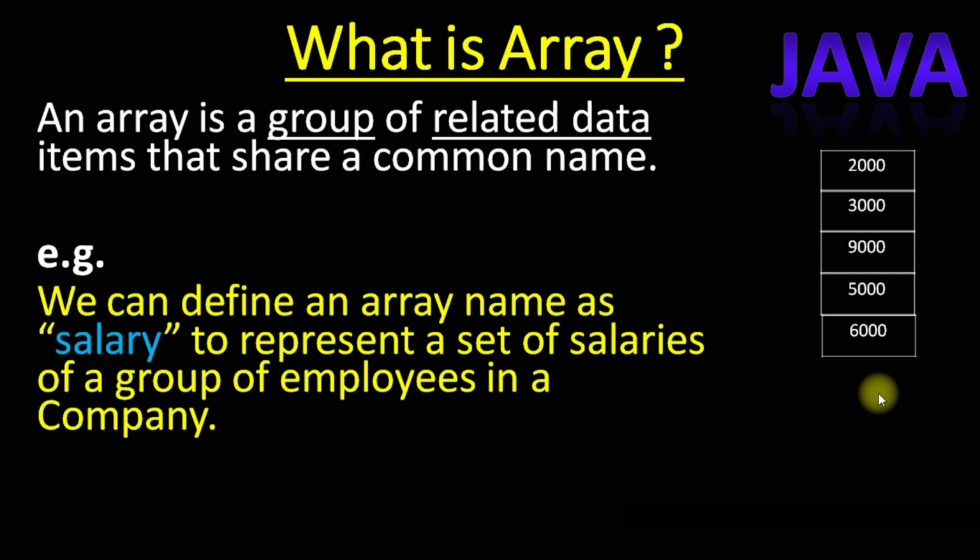Now we can make an array named salary, and you can see here in each box a salary is represented, a set of 5 employees, and each element is represented with an index, which is also called a subscript. The first employee's salary is 2000, which is available under index or subscript 0. Then 3000 is available under index number 1. So this is the subscript or index of the salary.